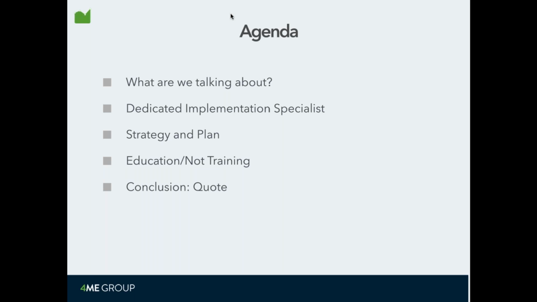So let's take a look at the agenda for today. This isn't going to be a long webinar. It'll be relatively quick, but I want to cover a couple key things. First, we'll establish what we're talking about here, because I think there's a little bit of difference between what people think they're doing when they buy software and what they're really doing. We'll talk about having a dedicated implementation specialist, a strategy and a plan, and focusing on education, not training. And then we'll end with a quote that I've included just to bring it all home.